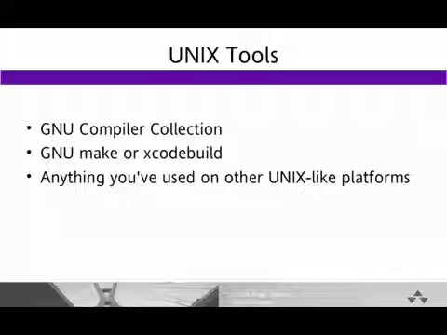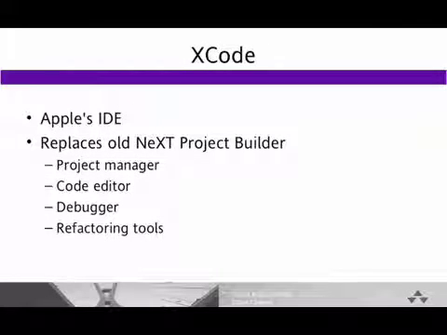NeXT bought the rights to Objective-C in the 80s and, after some legal persuasion by the Free Software Foundation, contributed the initial implementation of the language to the GNU Compiler Collection. GCC and most of the other GNU build tools, such as GNU Make, are also available on OS X, and if you're bringing code from another platform where these are standard, such as Linux, then you may wish to use them on OS X as well. If you're starting from scratch, you'll probably want to use Xcode, which is Apple's IDE, and replaces the older Project Builder that Apple inherited from NeXT.